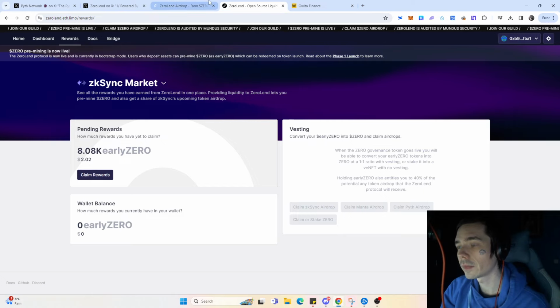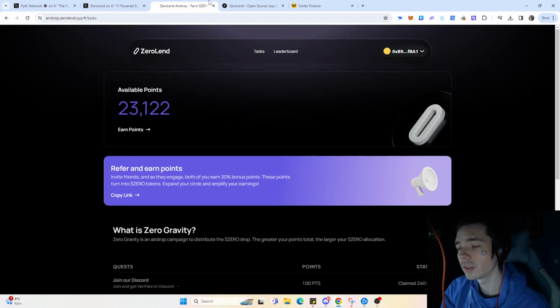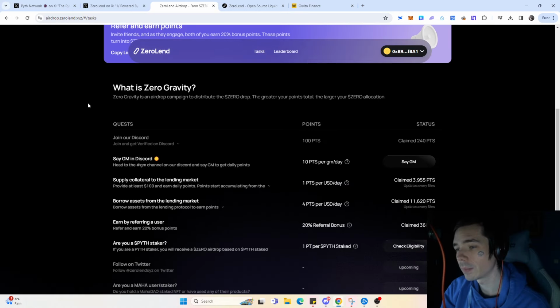But that's not everything for Zero itself and ZeroLend. There's way more. At the moment you can farm also points, and the way you farm points is fairly simple. You join the Discord, you get once 100 points. We got 240 for some reason. That could be for the guild worlds.